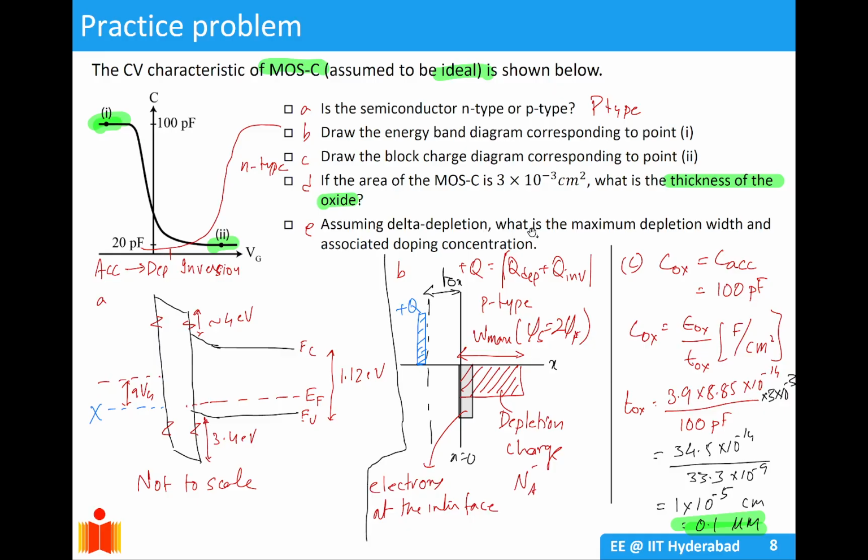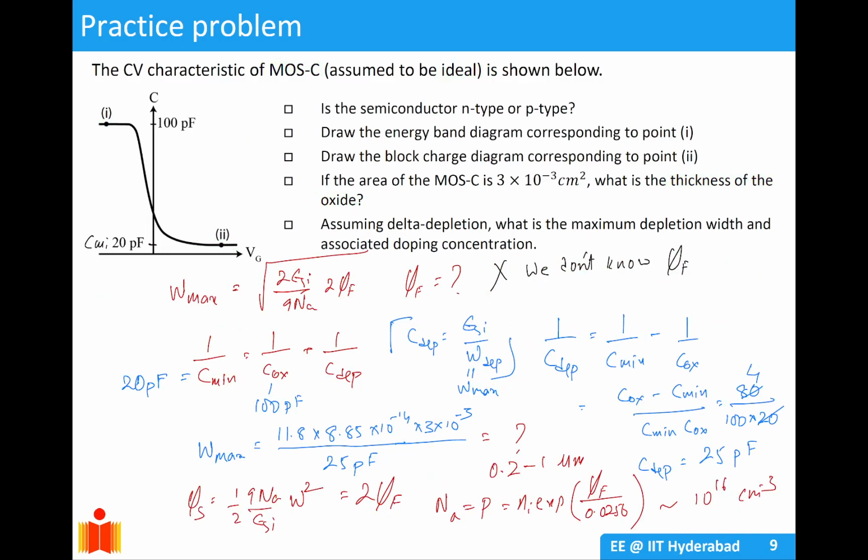Assuming delta depletion, what is the maximum depletion width and associated doping concentration? So you know W max is given as 2 epsilon Si by q Na into 2 phi f. We know Cox is 100 picofarad and C min is 20 picofarad, and we know 1 by C min equals 1 by Cox plus 1 by C dep. So by this you can calculate your C dep, which will come out to be 25 picofarad.